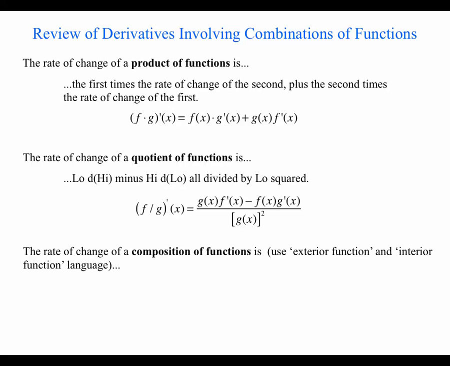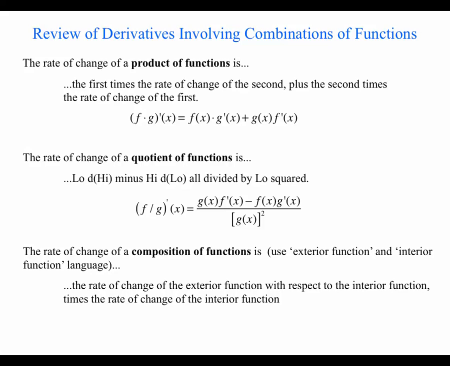Okay, see how this compares to what you said. It's the rate of change of the exterior function with respect to the interior function. You're going to leave that interior function intact when you take the rate of change of the exterior function, and then times, this is where the chain comes in, times the rate of change of the interior function. Is that what you said? Okay. This is what it looks like: if G is exterior and F is interior, then we're taking the rate of change of G with respect to F times the rate of change of F.